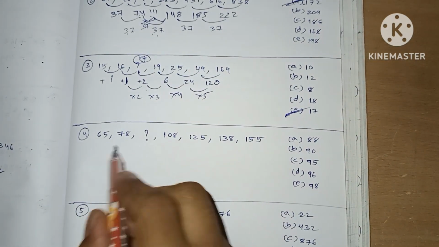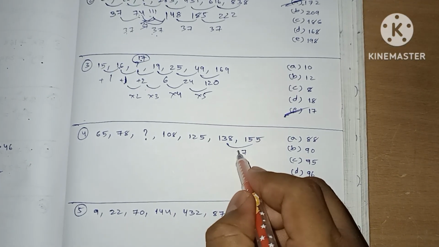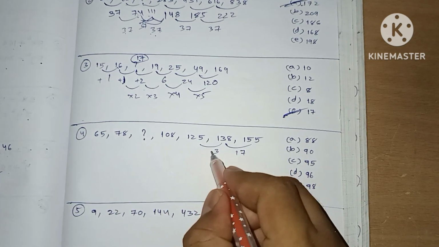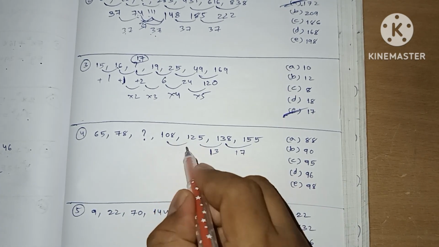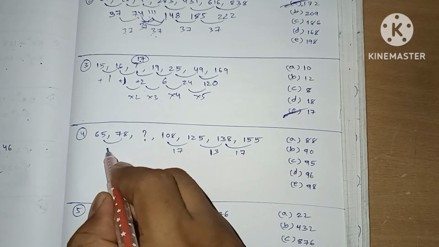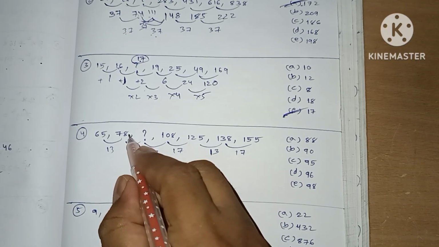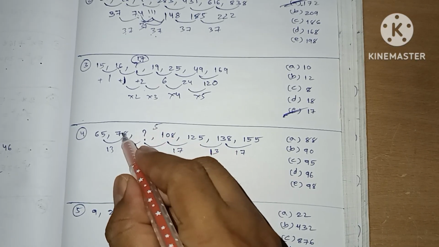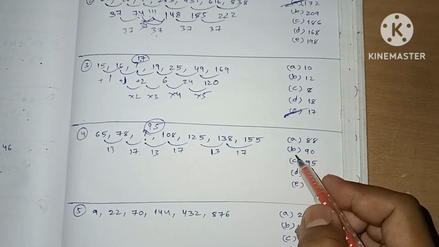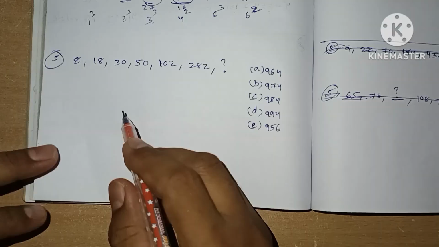Next, here we see the differences of 17 and 13. Here the difference is 13. Here we see 17. So 17 and 13 are repeating here. Here 13. So here must be 17. 78 plus 17, which will be 95. 95 plus 13 will be 108. So we get 95. Option C is our answer.